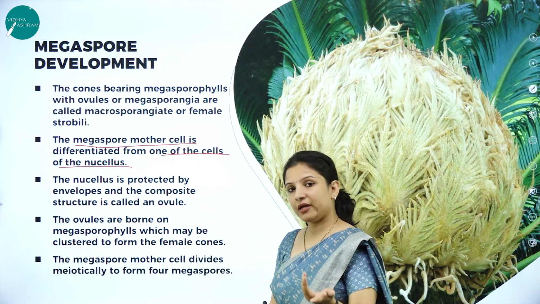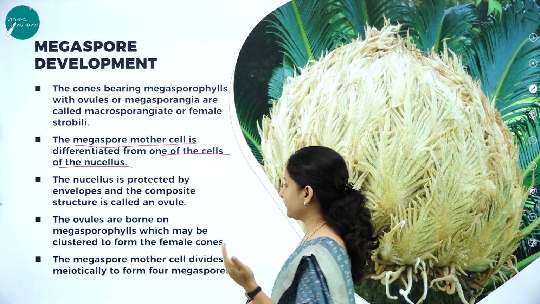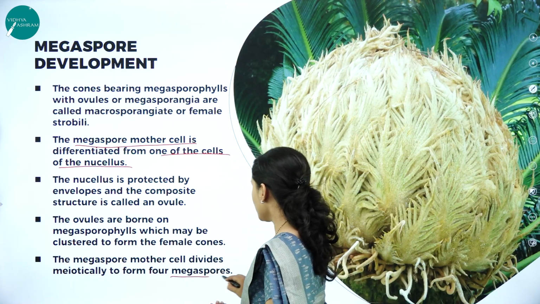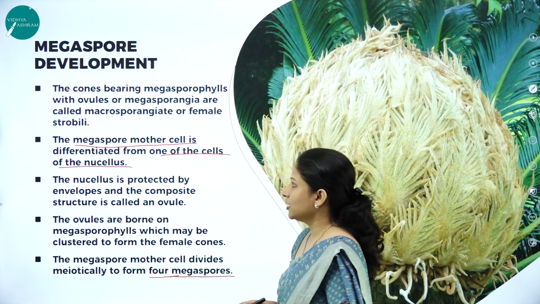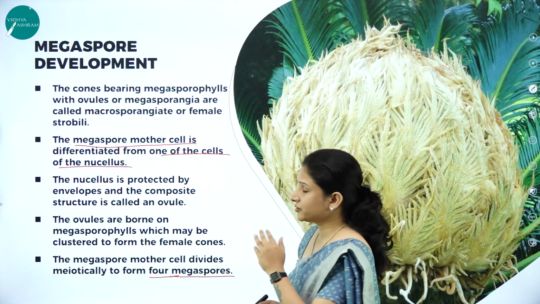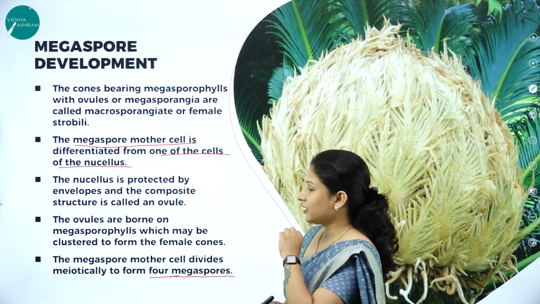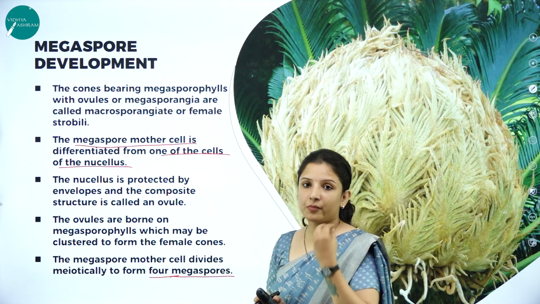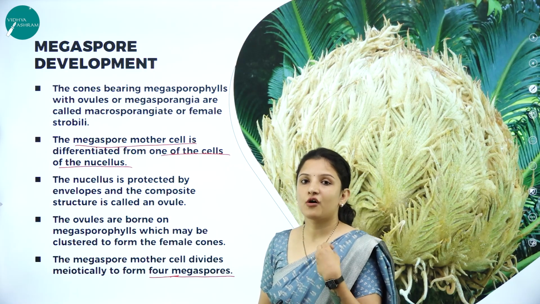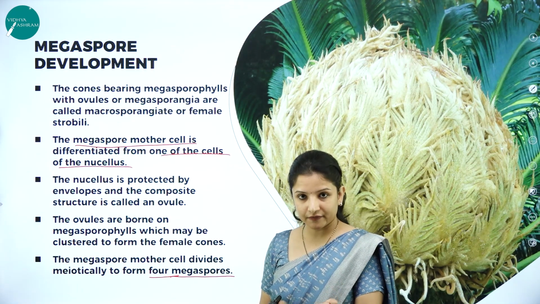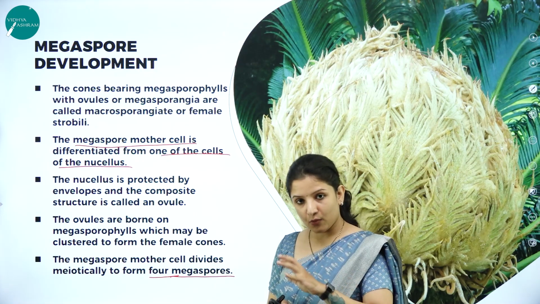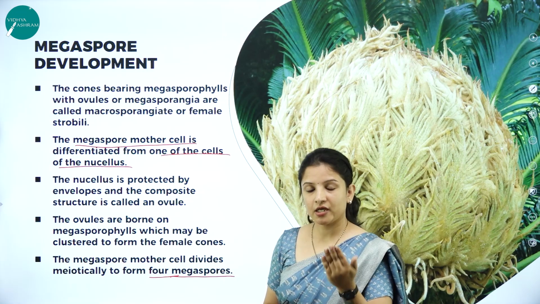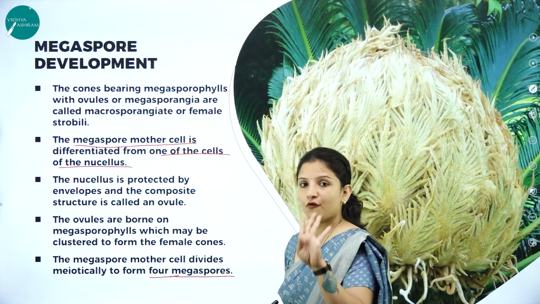And what will happen to the remaining cells? The remaining cells will get differentiated to form the megaspores, or to form 4 megaspores. So now it is understood. How can we understand this? In the megasporangia, there is the megaspore mother cell. Some of the cells of the megaspore mother cells undergo differentiation to form the nucellus, which serves as a nutritive tissue to the megaspores. And the remaining megaspore mother cells undergo meiosis to produce 4 megaspores.